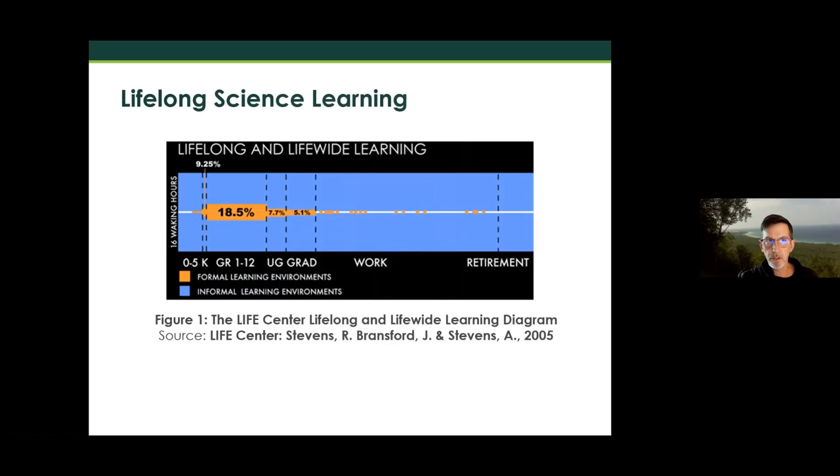As this graph shows, throughout a person's lifetime, less than one third of their science learning will occur in formal science education settings. Most of their science learning will occur in informal learning environments, such as the MSU Museum, science centers like Impression 5 in downtown Lansing, and other places. And informal science education settings are one of the most common settings for broader impacts activities.